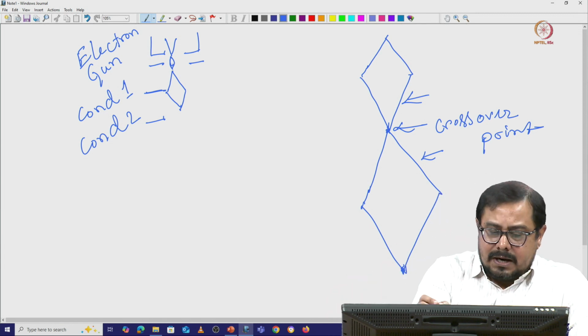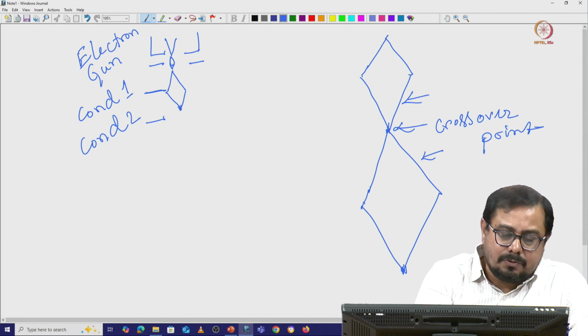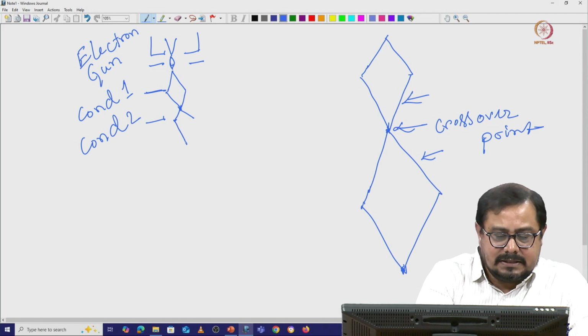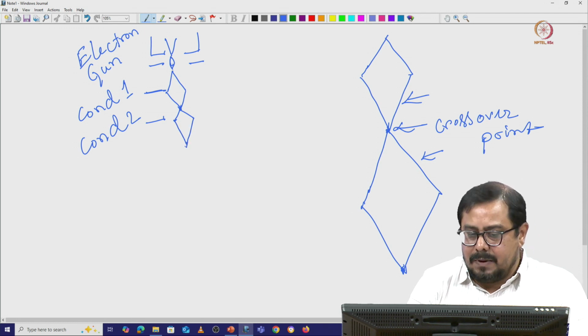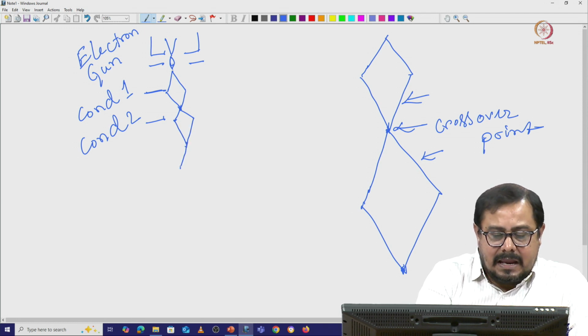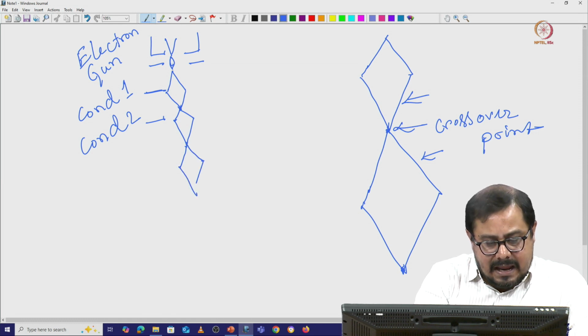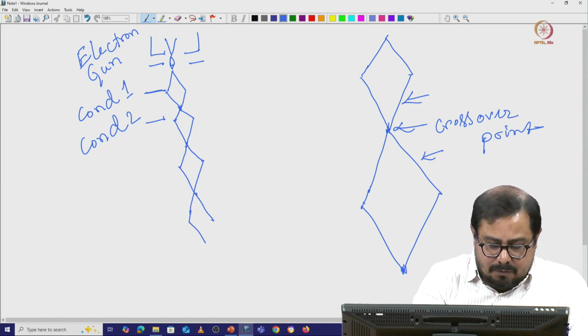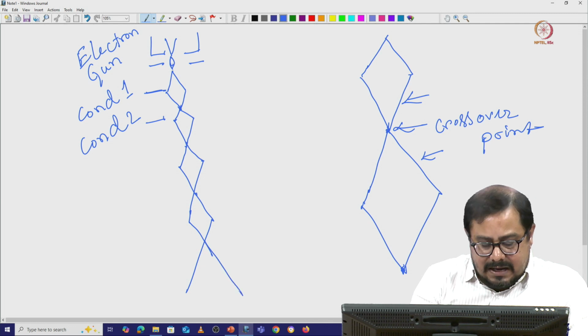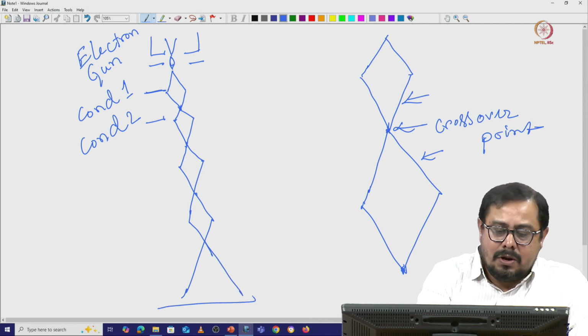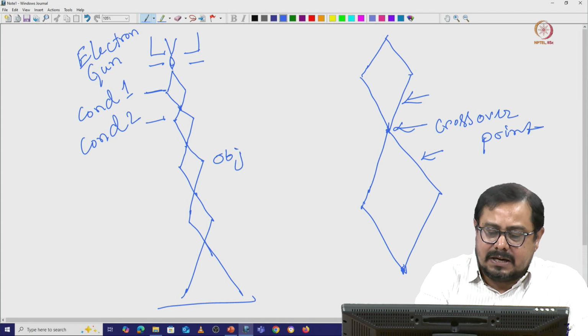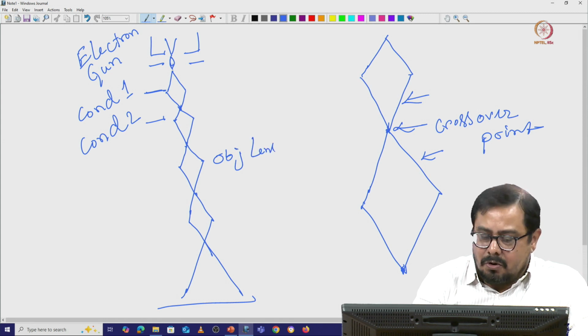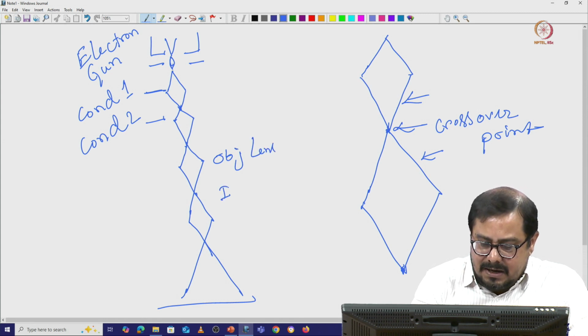Now for condenser lens 1, we get a crossover point somewhere here. Then condenser lens 2 converges the electron beam somewhere here. Then it goes on like that, and at each step the electron beam converges, and finally it gives us an image here. In the next step this will be our objective lens, then definitely our intermediate lens and projector lens.